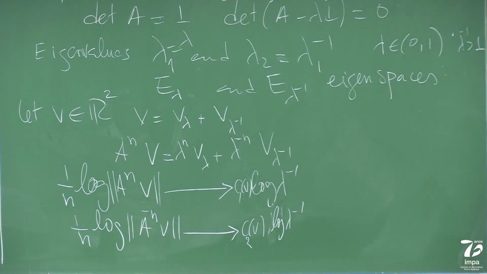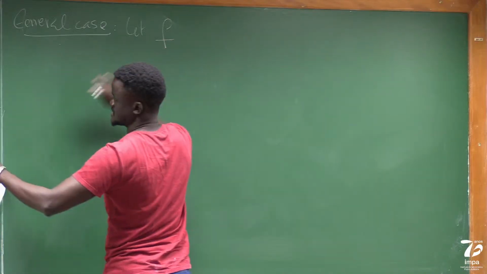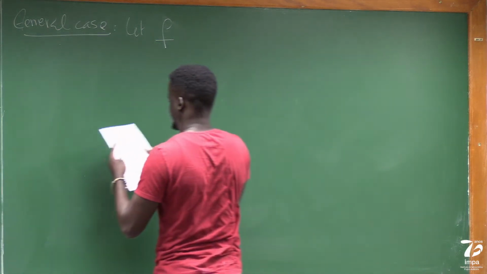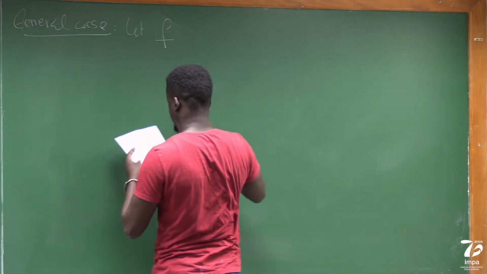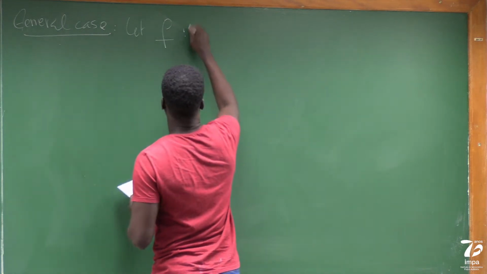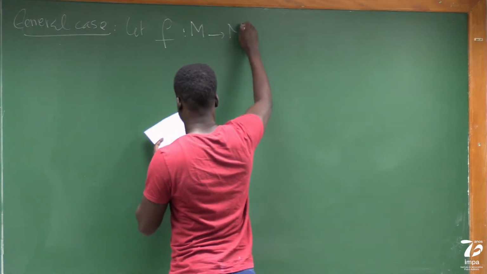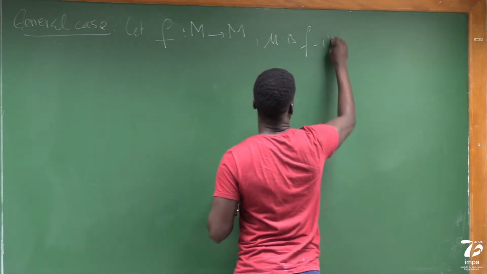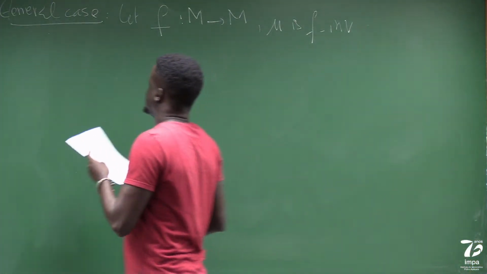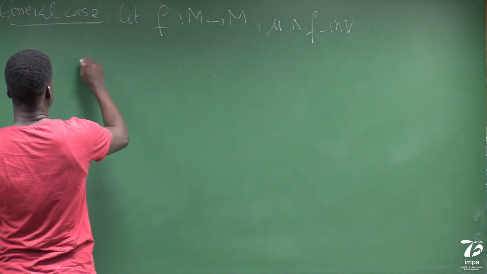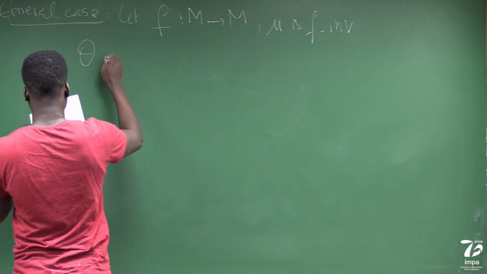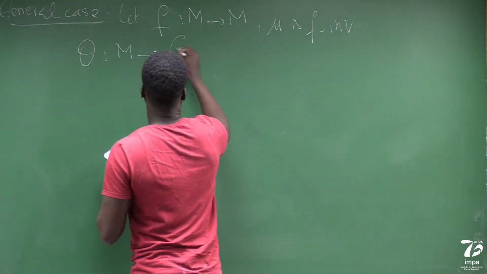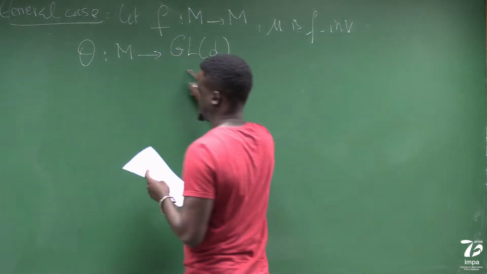So let's say we have f. This is something very simple, you don't even need to use any type of Kingman theorem. If you have a dynamical system and mu is f invariant, this is called a cocycle theta that is from M to GLd. So this is a space of matrices.